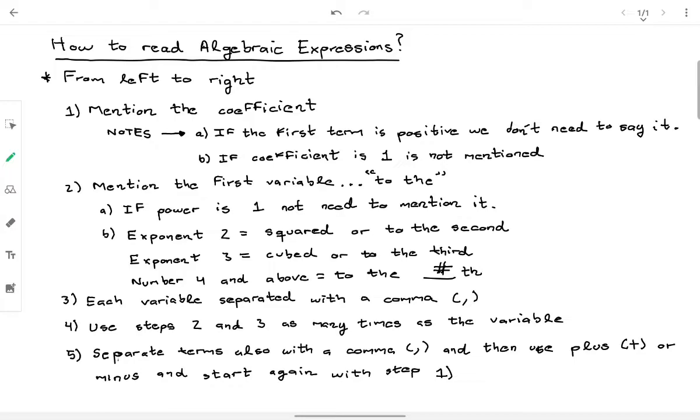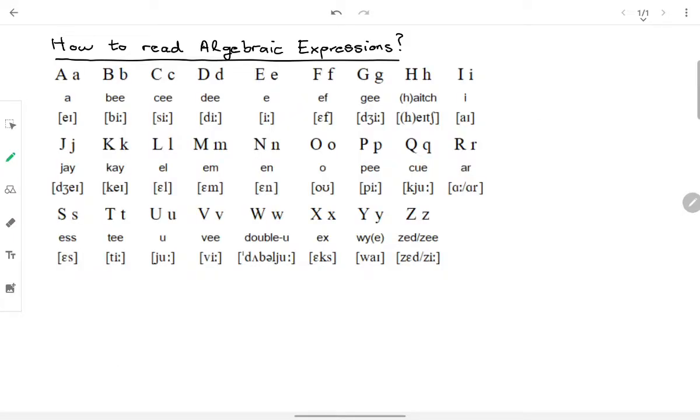So we will first see a little image to see how we can write the name of each letter, and then we will see some examples of how to read or write algebraic expressions. Here we can see all the letters of the English alphabet in alphabetic order. So here is how we are going to write the name of each letter. That will help us when we are reading or writing algebraic expressions. You will have this same image in Moodle. You can download it. Maybe you can paste it in your notebook if you need it.